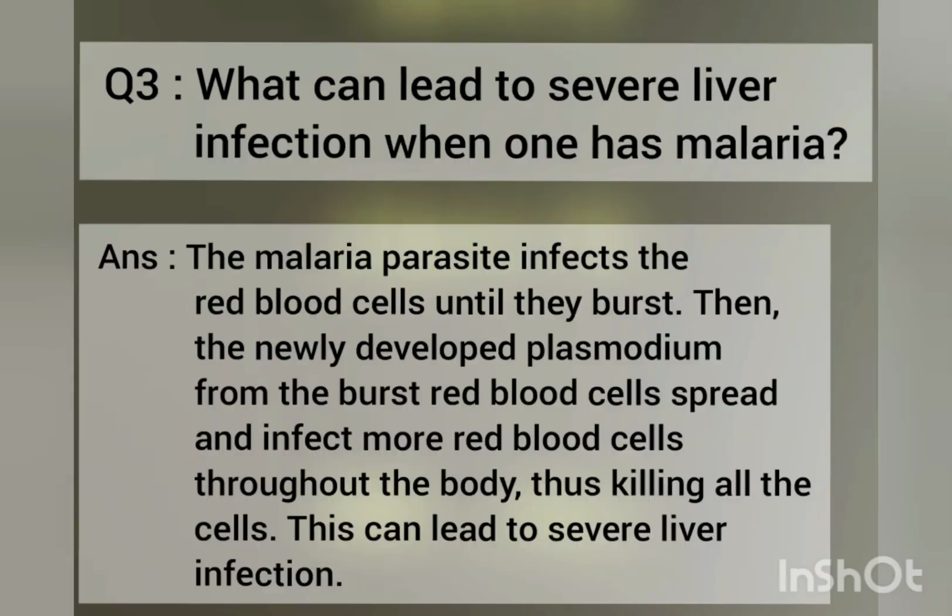Question number 3. What can lead to severe liver infection when one has malaria? Answer. The malaria parasite infects the red blood cells until they burst. Then the newly developed plasmodium from the burst red blood cells spread and infect more red blood cells throughout the body, thus killing all the cells. This can lead to severe liver infection.